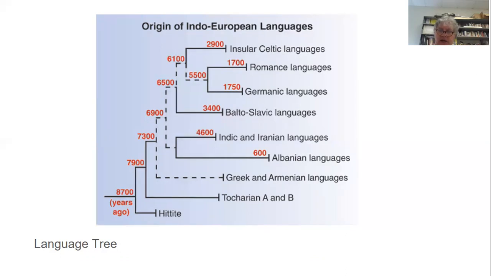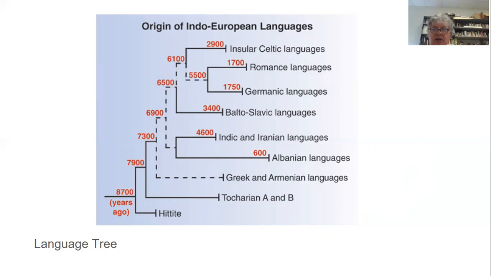Okay. And so if you look at this diagram here, you can see how far back you go before things have branched away. So it's saying, oh, around 1700 years ago, Romance languages started. 5,500 years ago, it's where Romance languages and Germanic languages broke off. And if you go further back, you can see where Celtic languages broke off from there, etc.